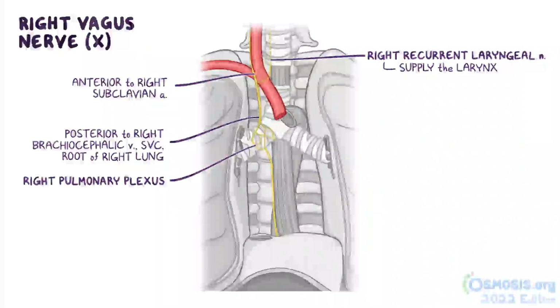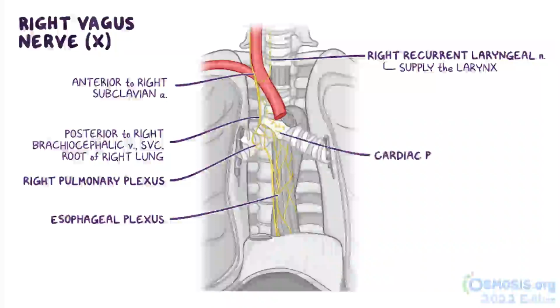The right vagus nerve typically leaves this plexus as a single nerve and passes to the esophagus, where it gives many branches to contribute to the esophageal plexus. The right vagus nerve also gives rise to nerves that contribute to the cardiac plexus.